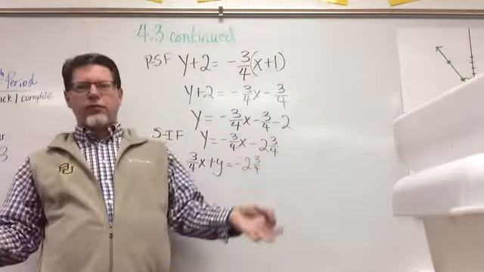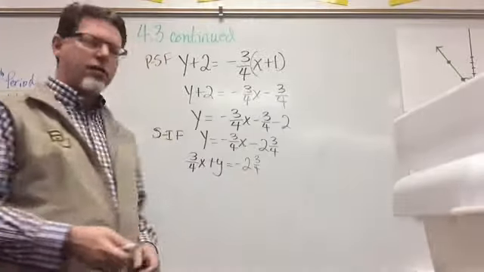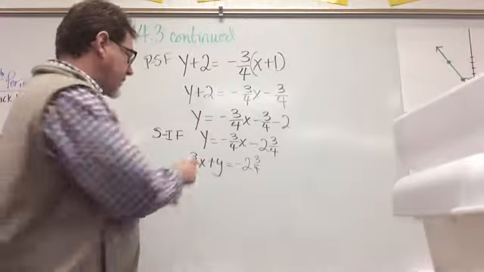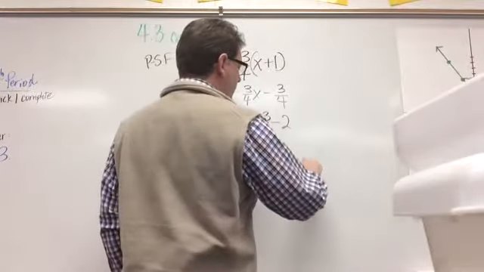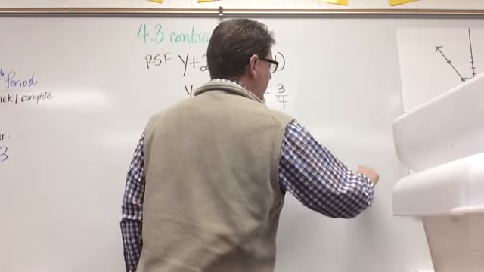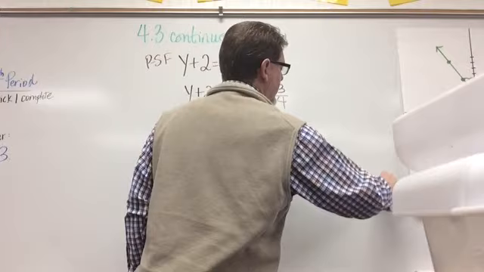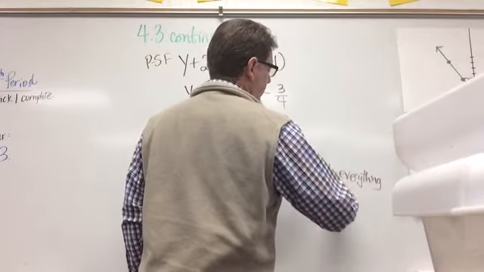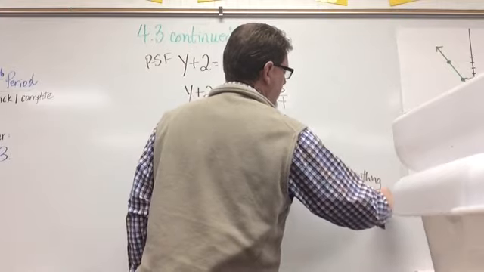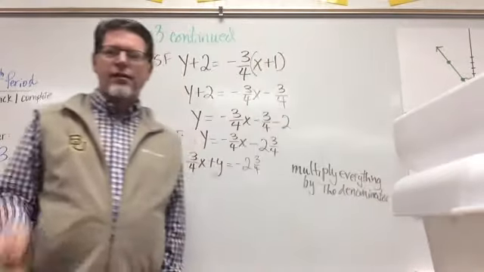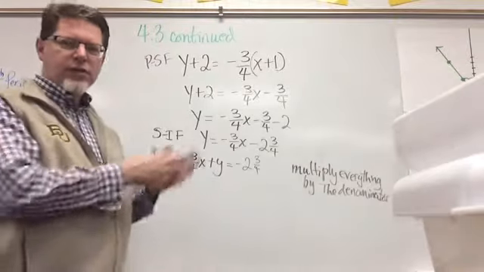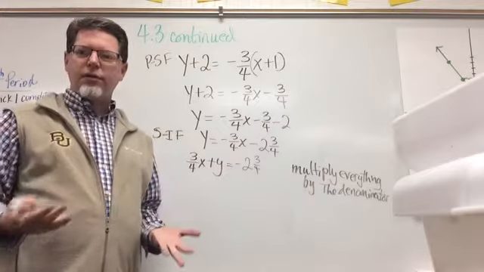And you say, oh, thankfully I'm done. No, you're not, because you have a fraction. We cannot have fractions in standard form. So here's the trick. If I have a fraction in standard form, multiply everything by the denominator. Say that again. When I have a fraction in my standard form, then I'm just going to multiply everything by the denominator to get rid of the fraction.